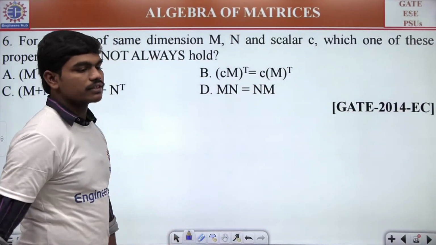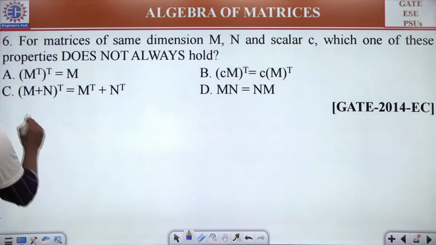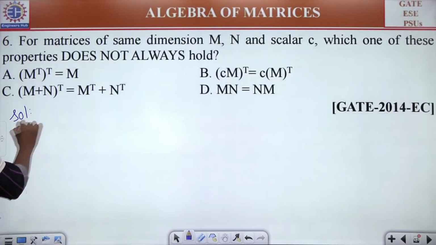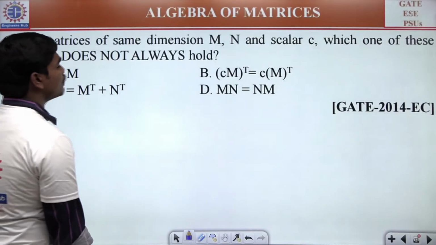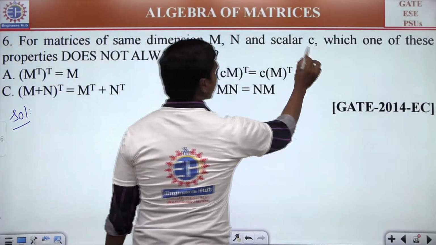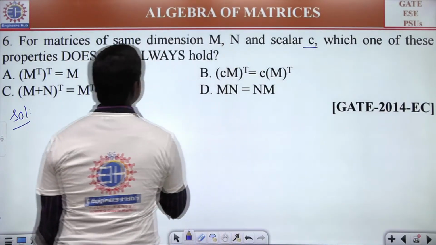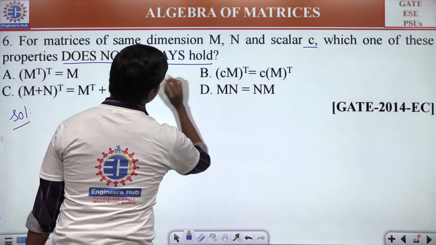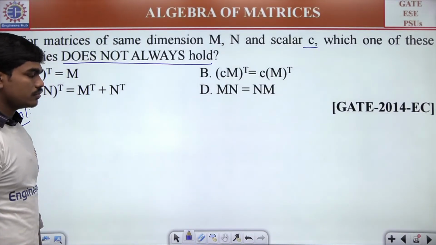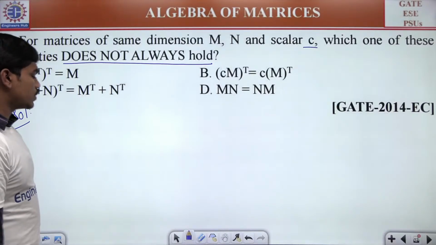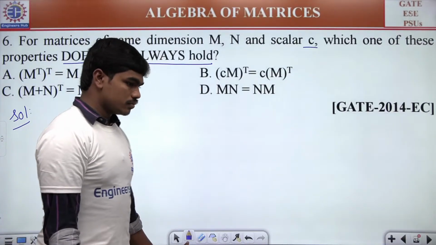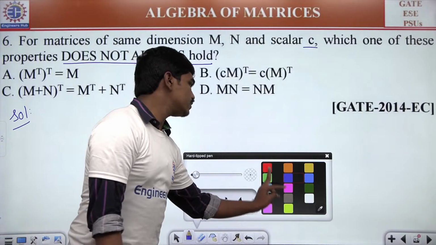A 2014 question from ECE Electronics. So please try to solve this. For matrices of same dimensions M, N and a scalar C, which one of the following properties does not always hold? Does not always hold. Any guess from your side?